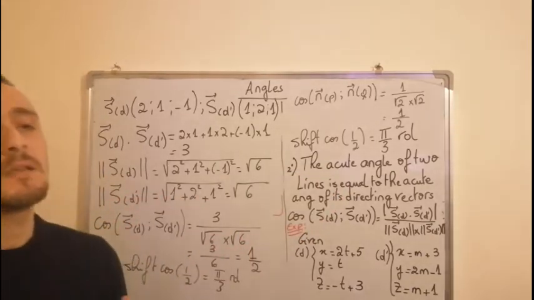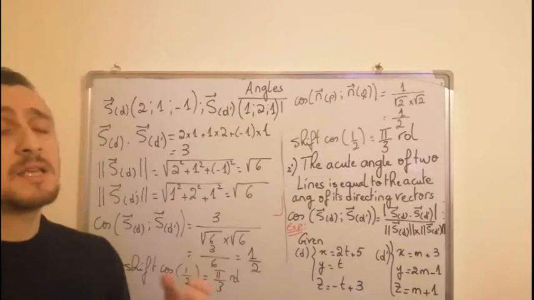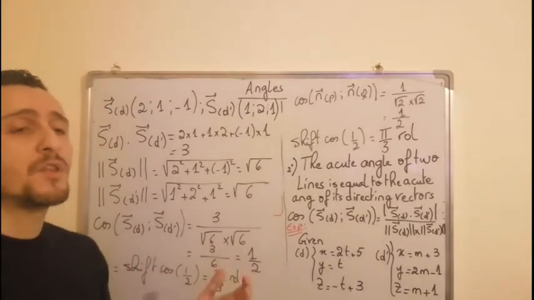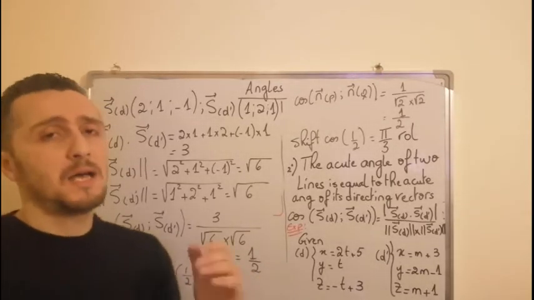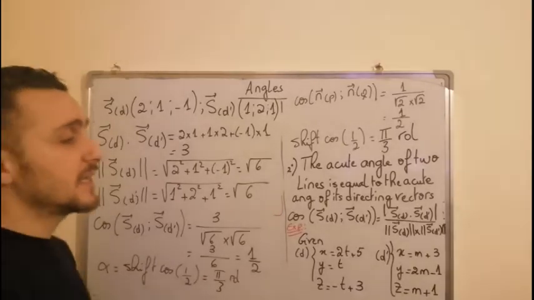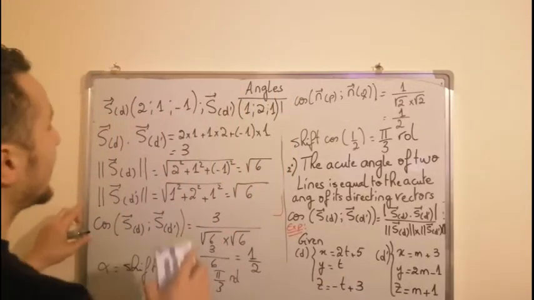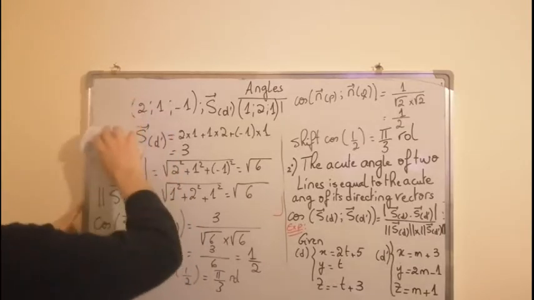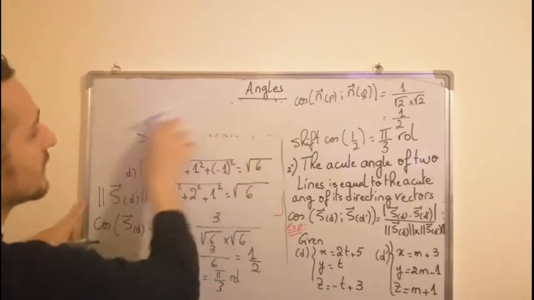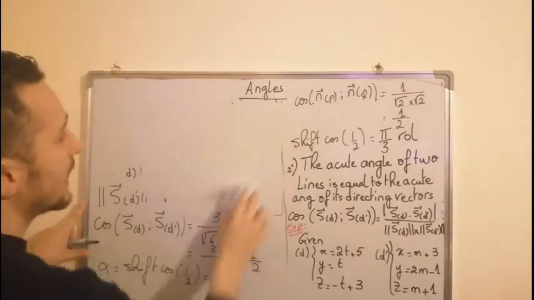We can calculate in radian, in degree. We can obtain pi over 3, pi over 6, pi over 2. I don't care. The last part is the angle and the acute angle formed between a plane and a straight line.